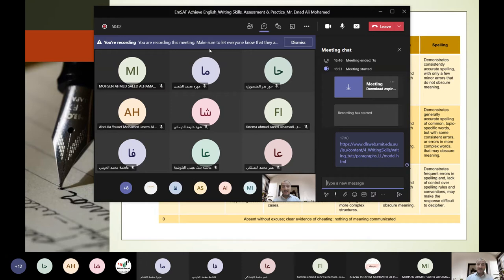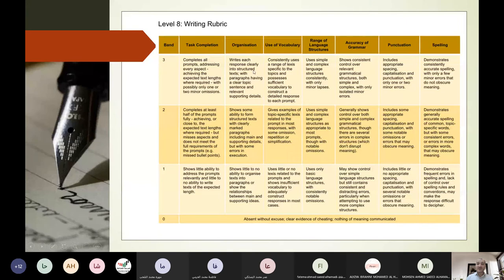Organization: write each response clearly in structured text, with paragraphs having a clear topic sentence and relevant supporting details. If you do this, a topic sentence for each paragraph and details, evidence, explanation, and examples, you will get 3 out of 3 in this part. Vocabulary: always use relevant academic vocabulary to construct a detailed response to each prompt. And don't repeat the same word every now and then. This is a big mistake some students make. You repeat the same word.